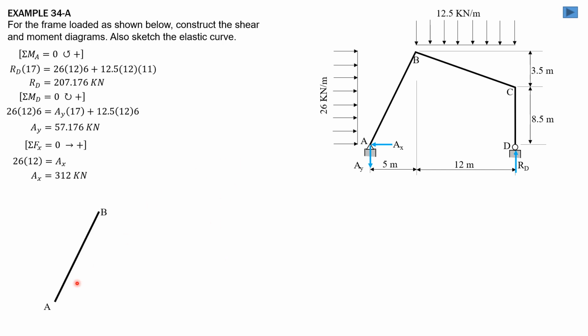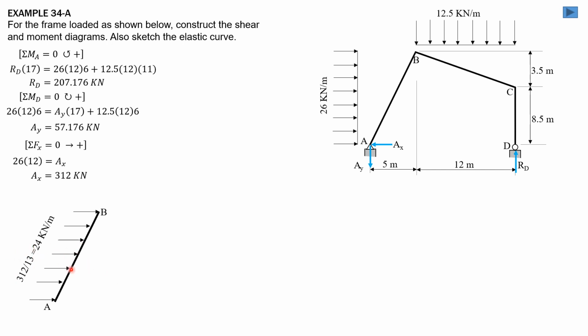So AX is 312 kilonewtons. Then this is member AB. The load is over the vertical projection 26 times 12, but over the length AB. The length of AB is square root of 5 squared plus 12 squared, which is 13. So the load over AB would be 26 times 12, which is 312, divided by the length of AB, 13. So that would be 24 kilonewton per meter.